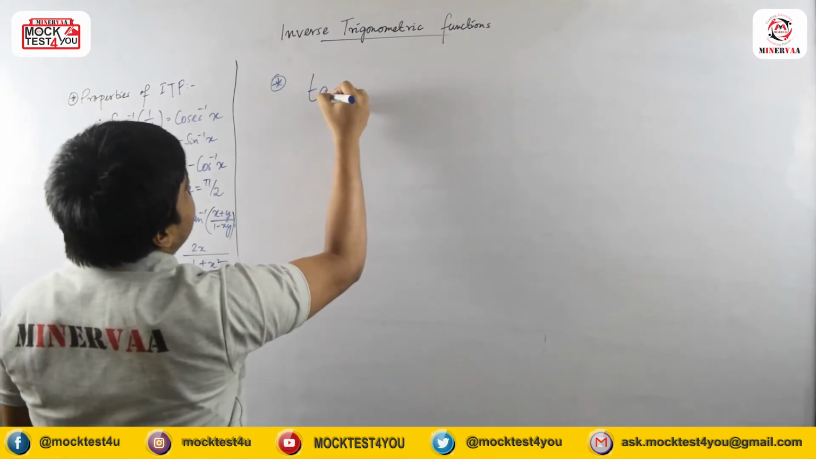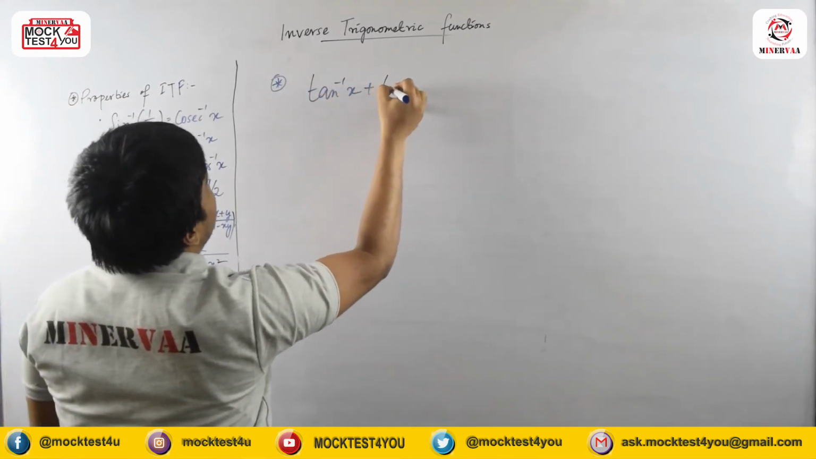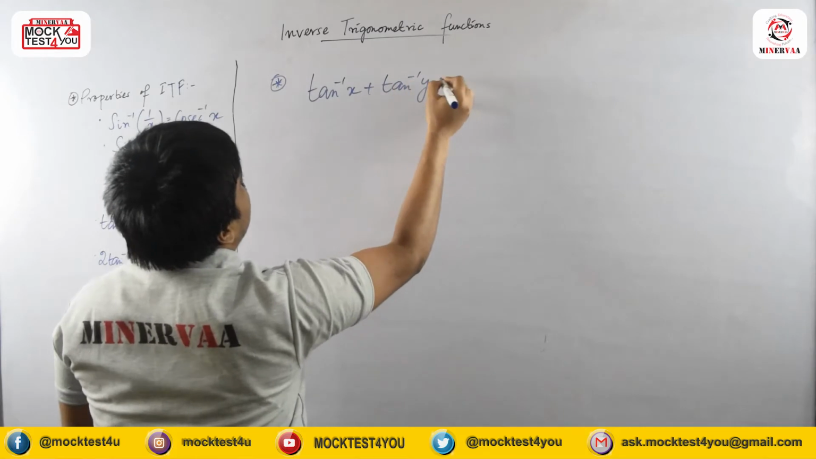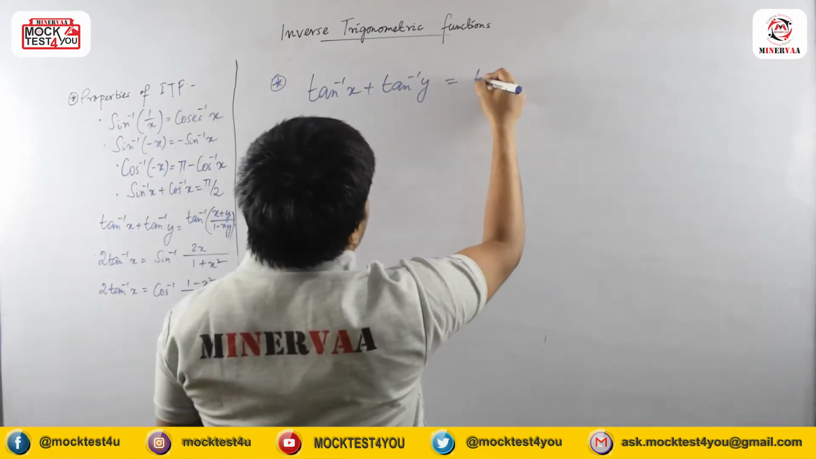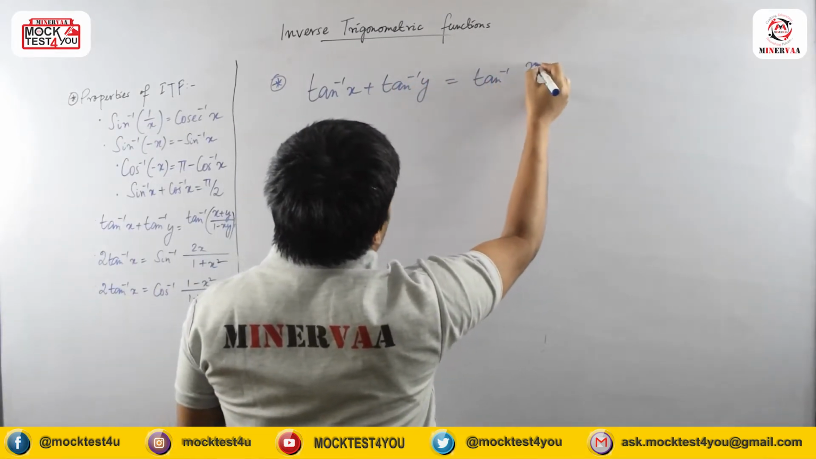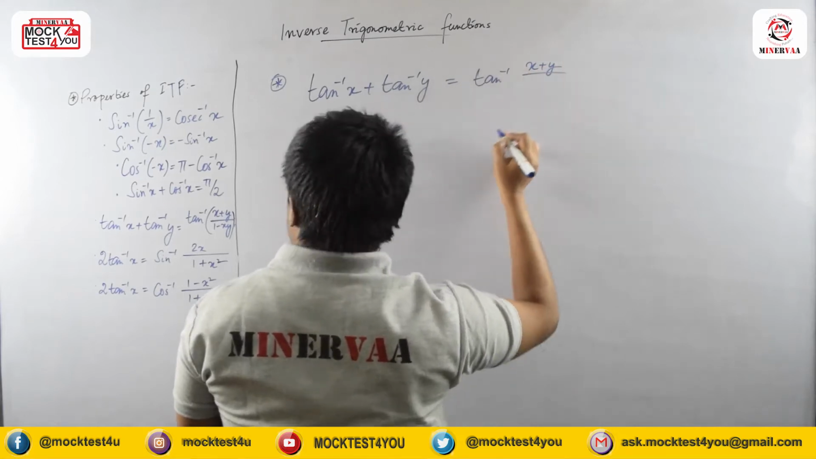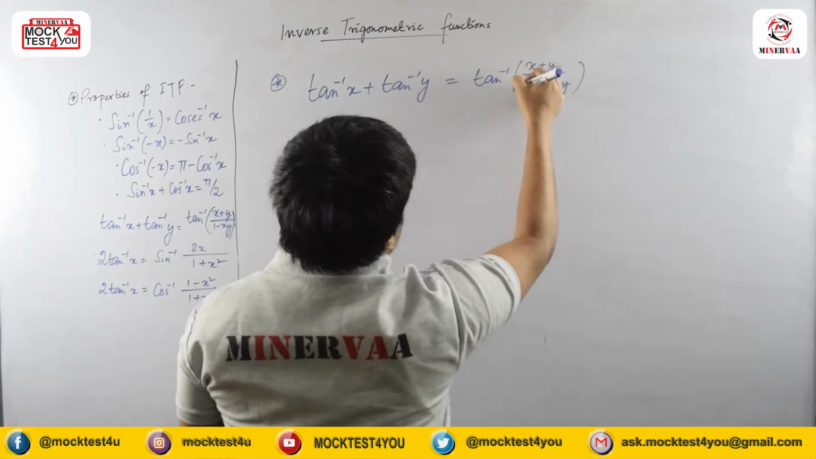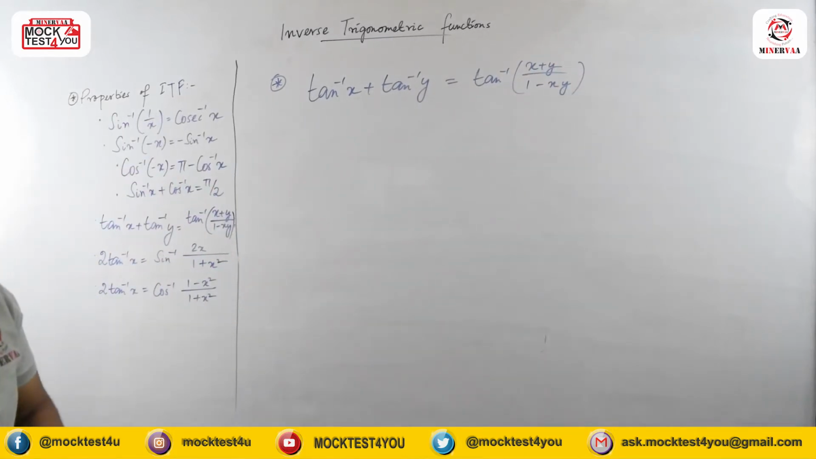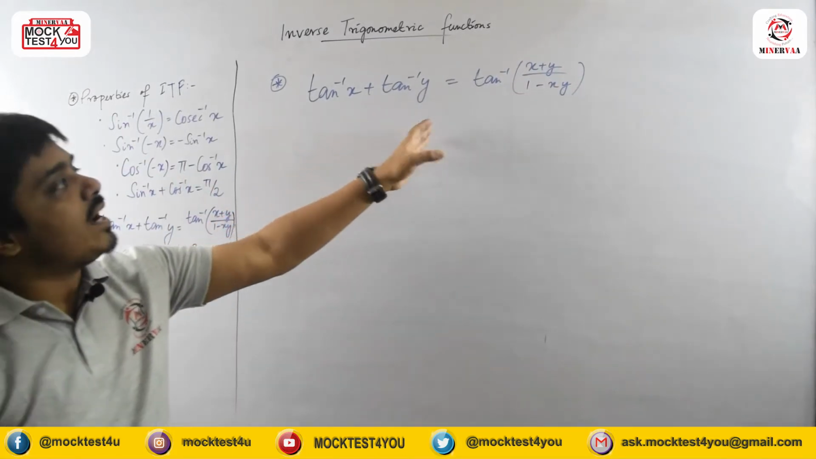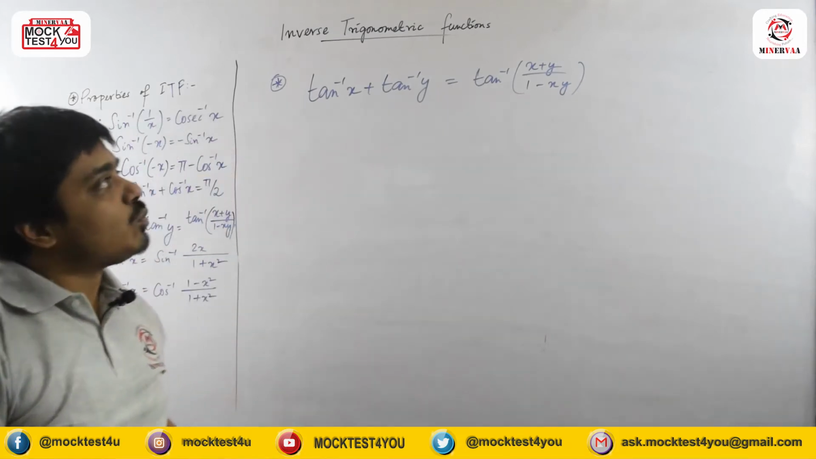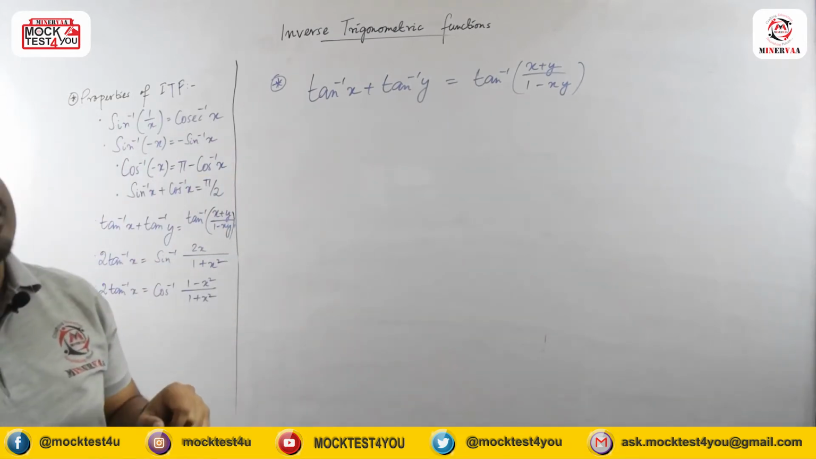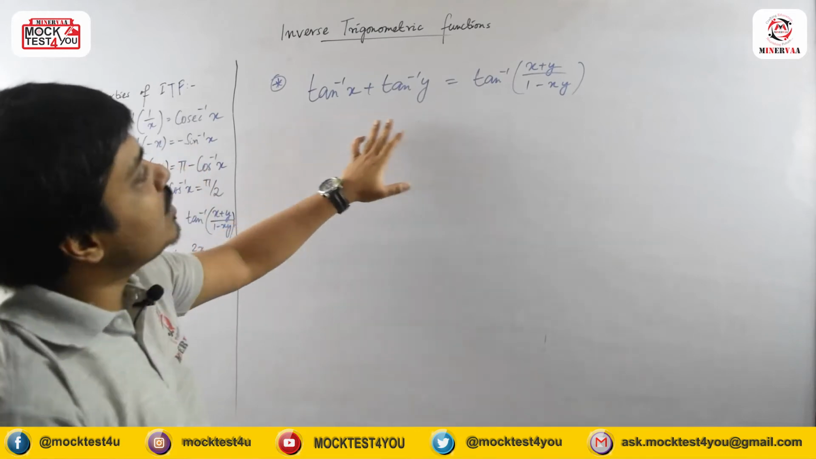Tan inverse x plus tan inverse y is equal to tan inverse of (x plus y) divided by (1 minus xy). So we have this formula. Tan inverse x plus tan inverse y is equal to tan inverse of (x plus y) divided by (1 minus xy). So how do we prove this formula?